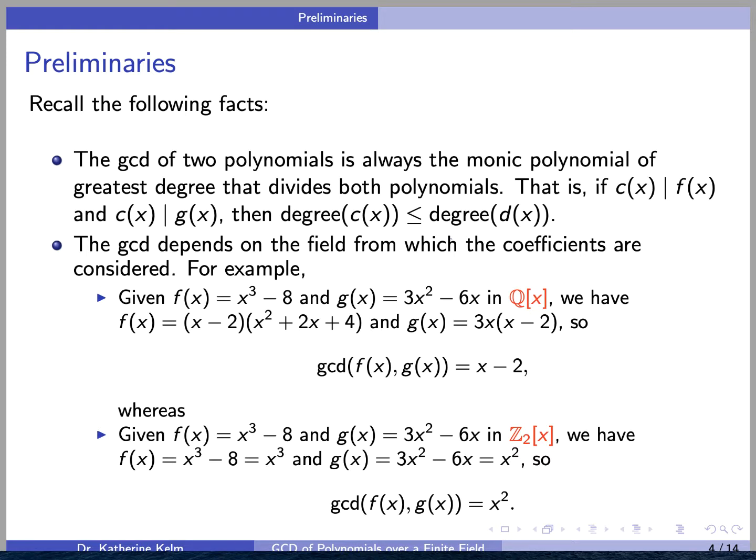Whereas, if we consider f(x) to be x cubed minus 8 and g(x) to be 3x squared minus 6x, but where the coefficients come from Z_2, then f(x) is actually equal to x cubed over this field, and g(x) is equal to x squared. So the GCD will be x squared over this field.